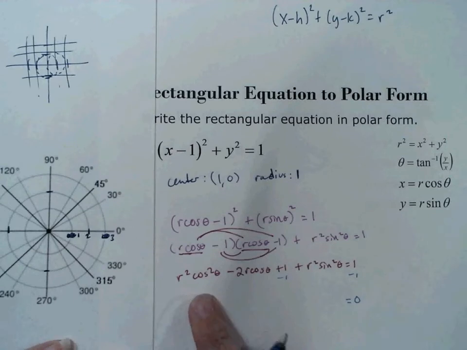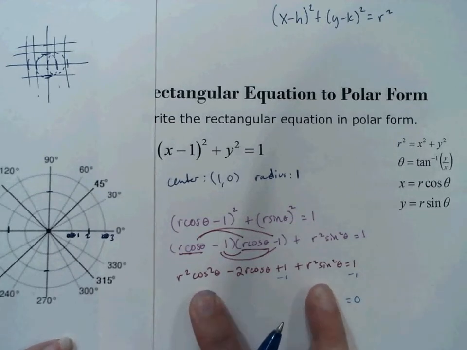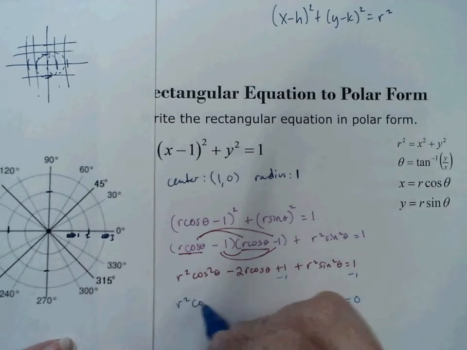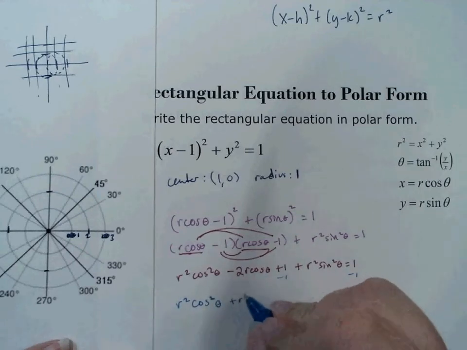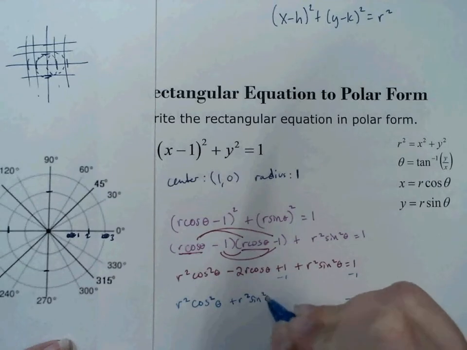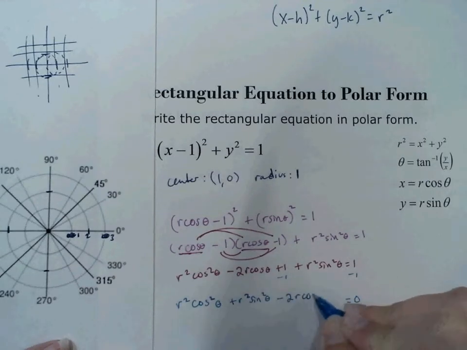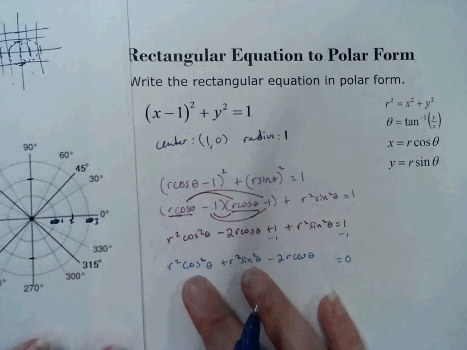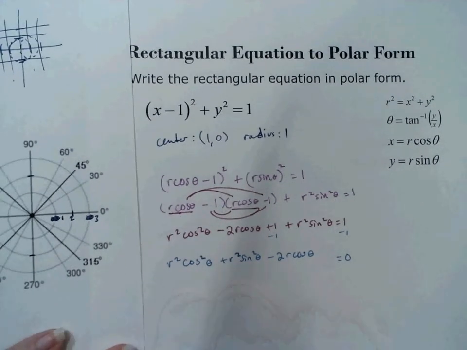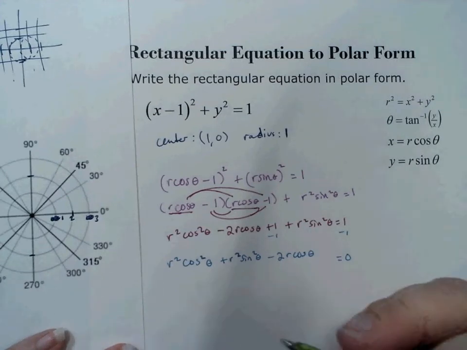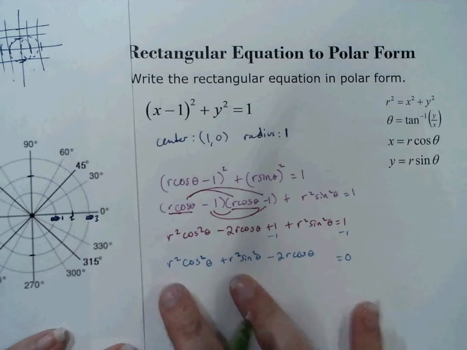And then I'm going to do another thing. I have r squared cosine squared minus 2r cosine plus r squared sine squared, and I want to be able to solve for r. What I want to do is get these two terms beside each other. r squared cosine squared plus r squared sine squared minus 2r cosine theta. And hopefully you remember that we have an identity we can use to simplify this expression.